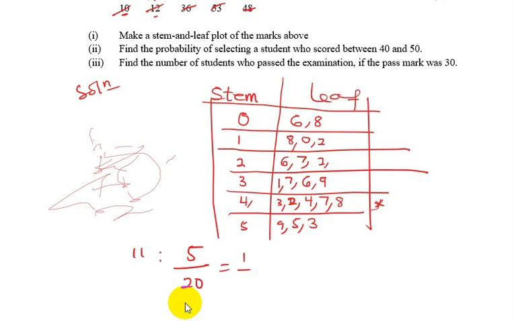So we are going to get 1 on 4. That's the probability, because this is 1, 2, 3, 4, 5 students, right? Over the total number of students, that is 20. Then we get 1 over 4. Now the next one, so we should find the number of students who passed the examination.